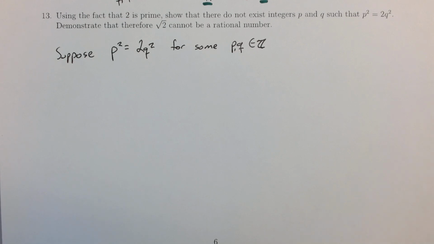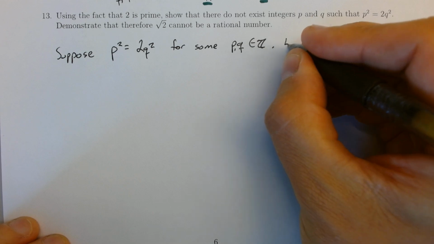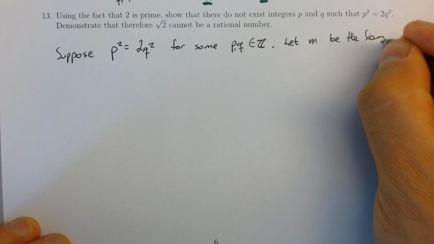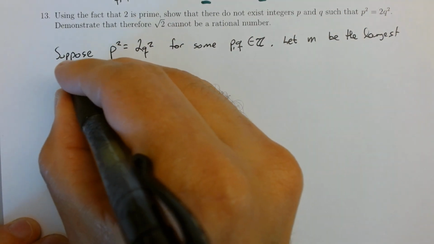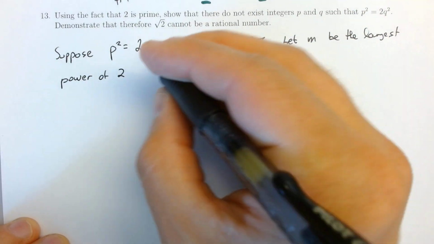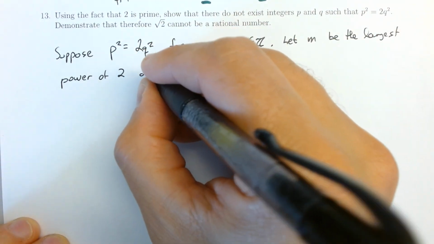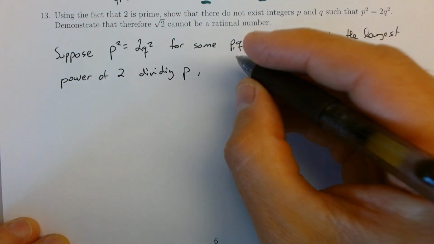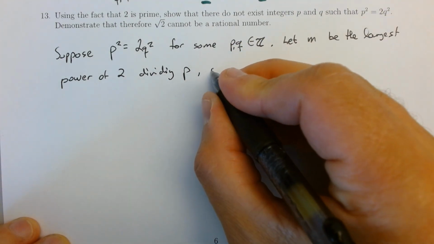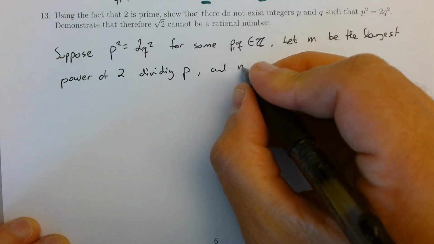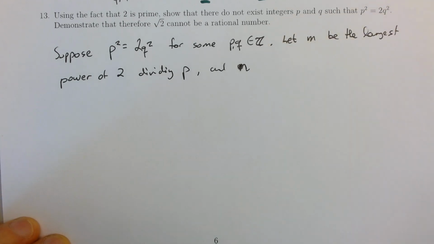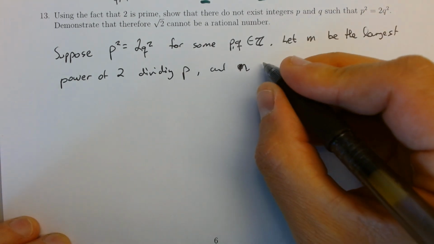Now, what we're going to look at in p and q is the largest power of 2 dividing it. So we're going to let m be the largest power of 2 dividing p, and we'll do a similar thing for q. So, and q, or sorry, and m, or sorry, we just used that. So n be the largest power of 2 dividing q.